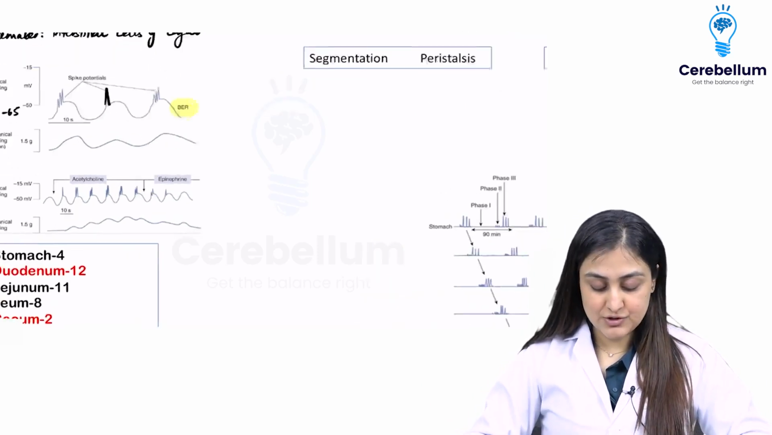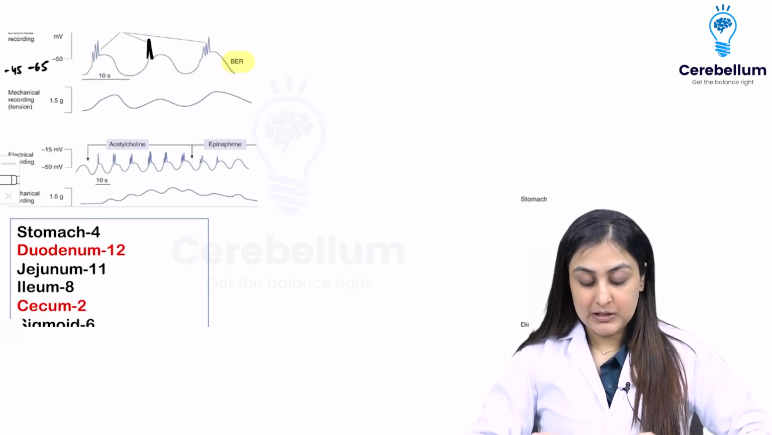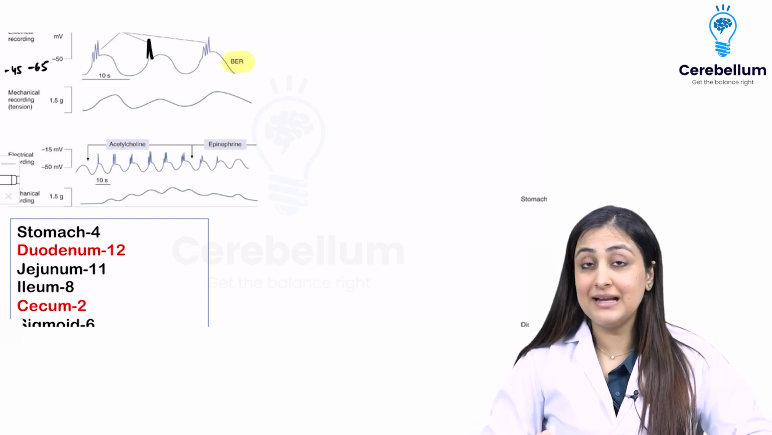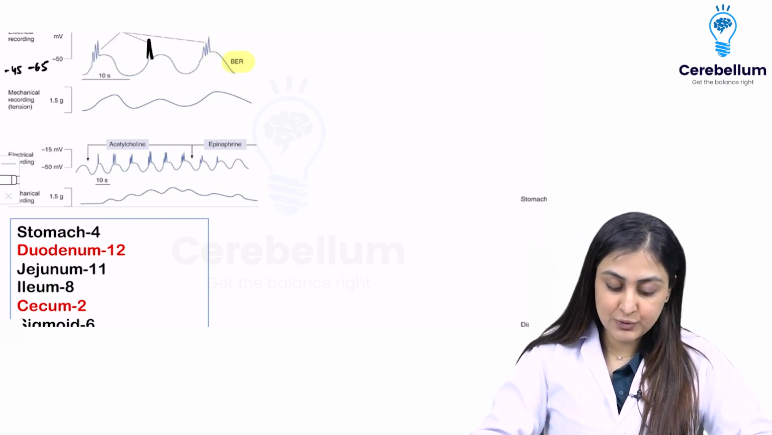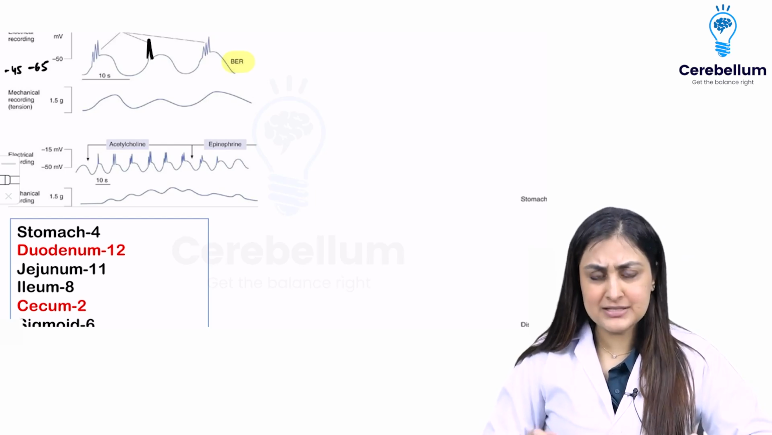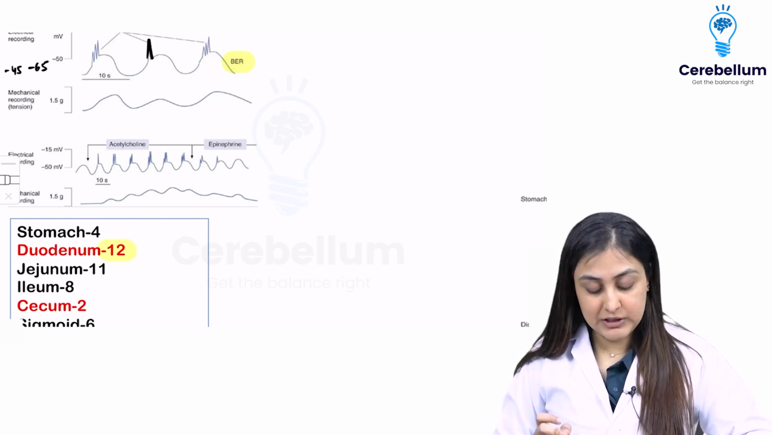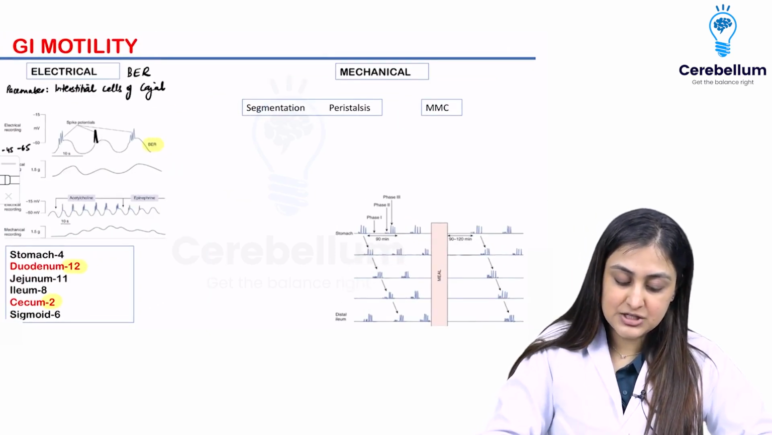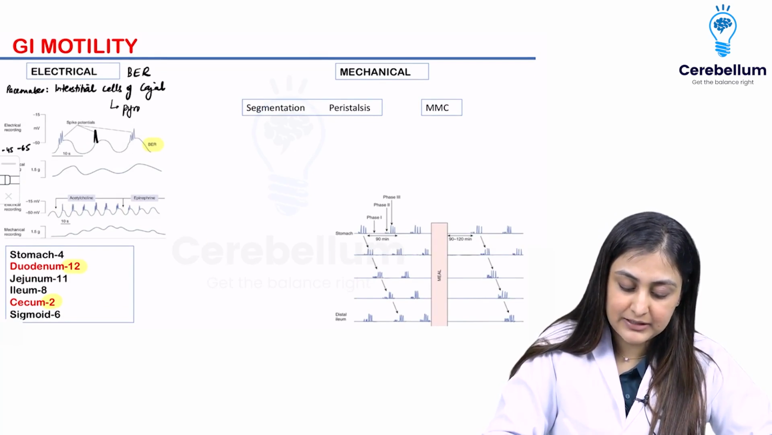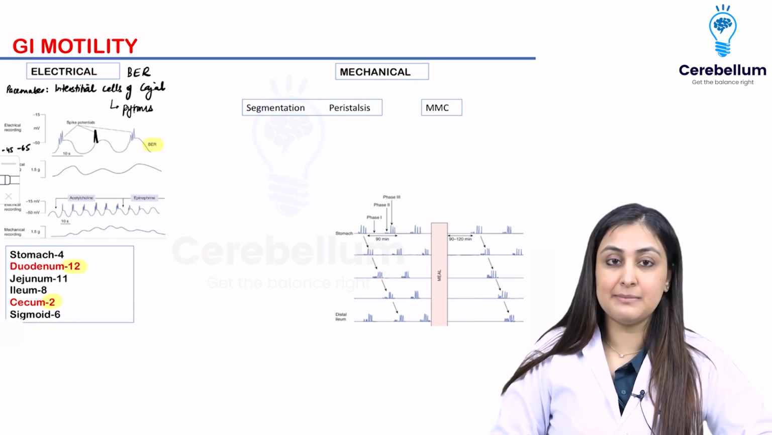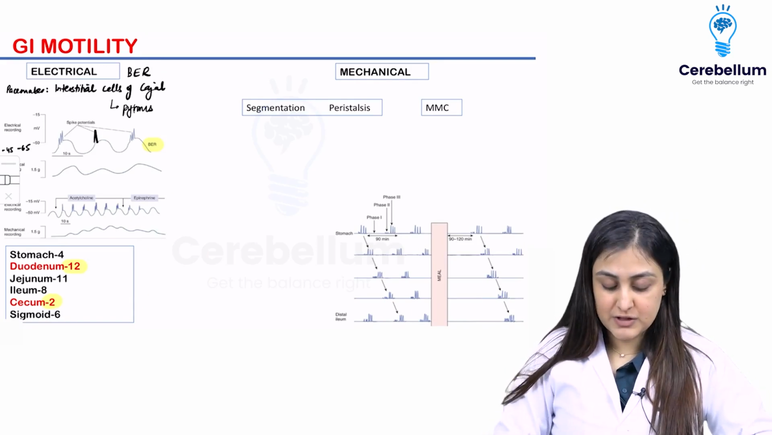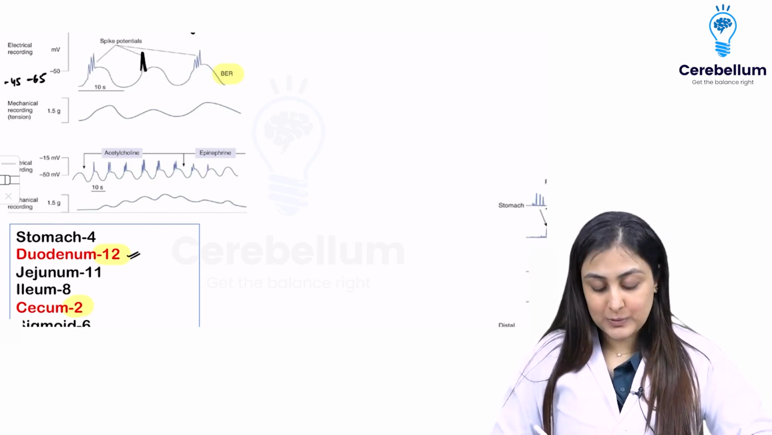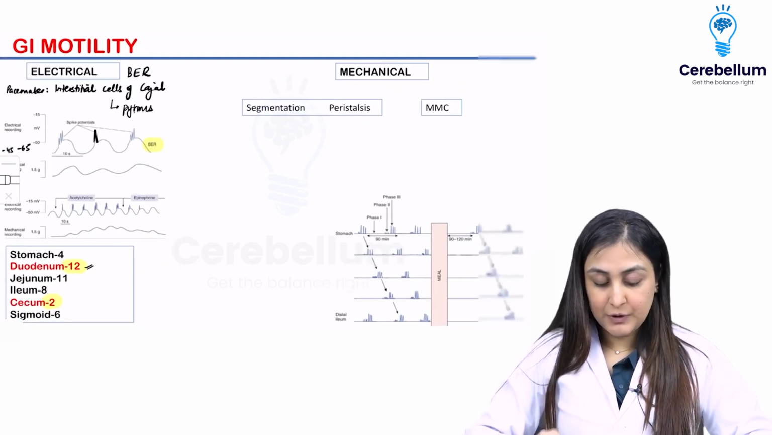Now AIIMS/INICET loves to ask questions on this. In fact, once they had asked what has the minimum rate of basal electrical rhythm and what has the maximum rate. I've highlighted both of those in red for you. Remember, maximum is in the duodenum, whereas the minimum rate is in the cecum, and that would be because the interstitial cells of Cajal are maximally located in the pylorus of the stomach. Their maximum density is in the pylorus of the stomach, and that could explain in a way why the duodenum has the maximum BER. That's just one way to remember this, okay? So this is about BER.